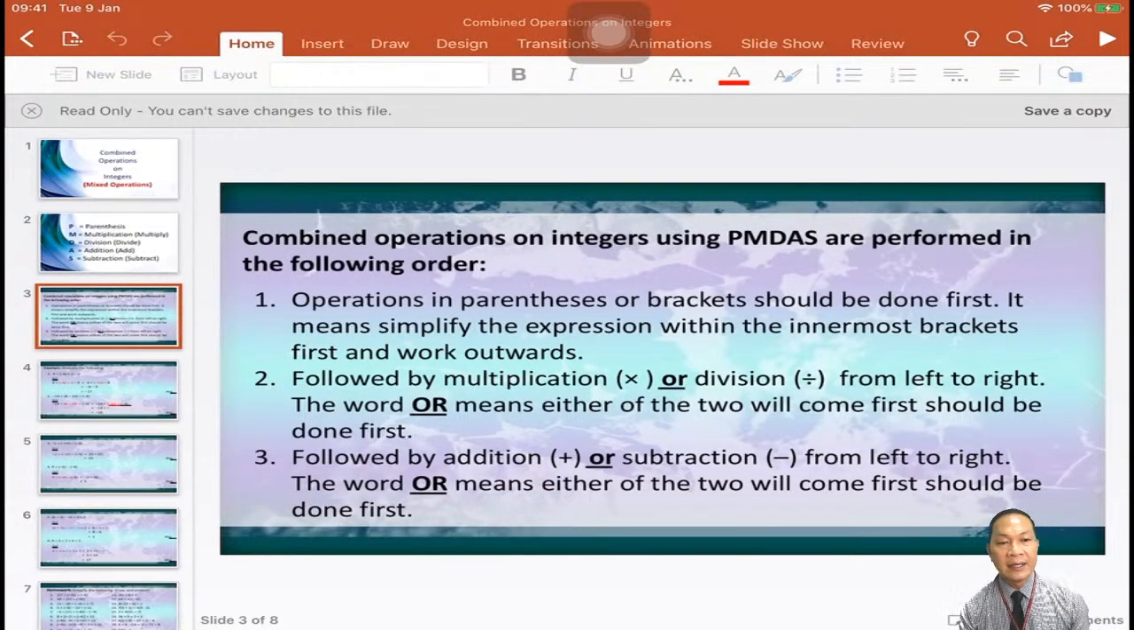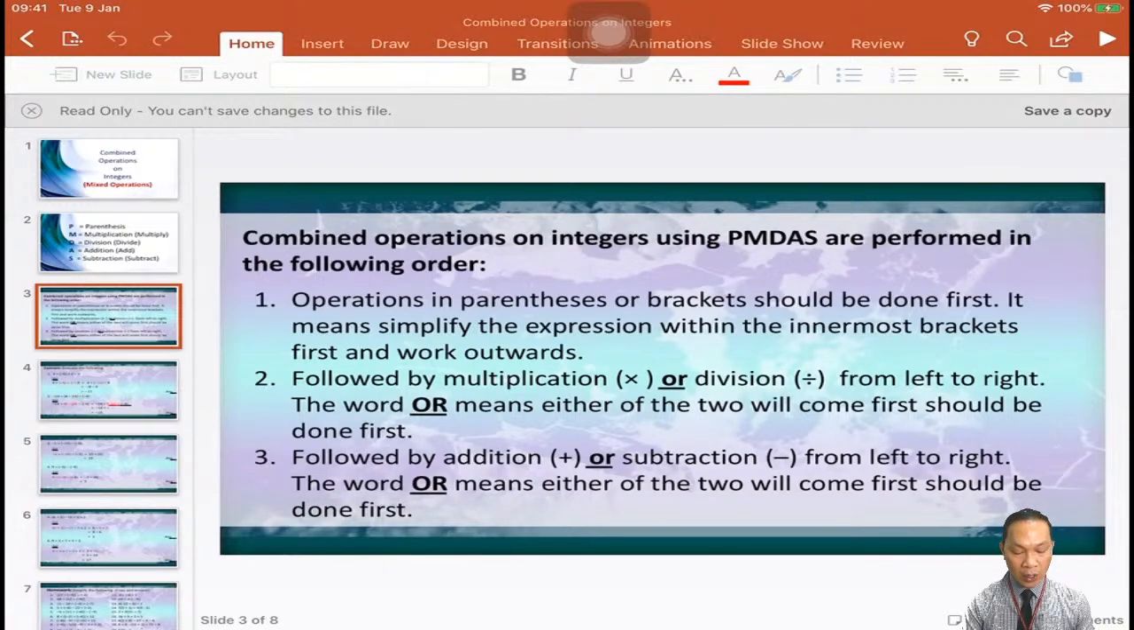The next one, number 2, is followed by multiplication or division operations from left to right. The word or means either of the two, multiplication or division, whichever comes first should be done first. So if multiplication comes first, you multiply the numbers first and then do division or other operations. But if division comes first, you divide the integers first. That's the second rule to simplify combined operations.